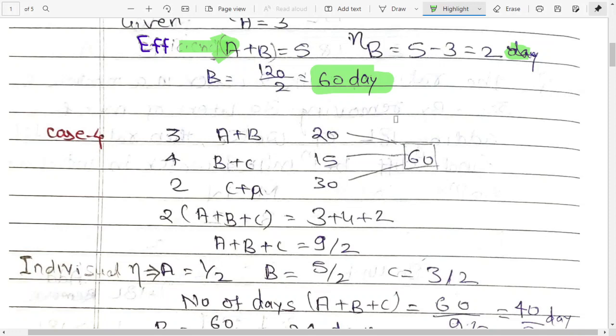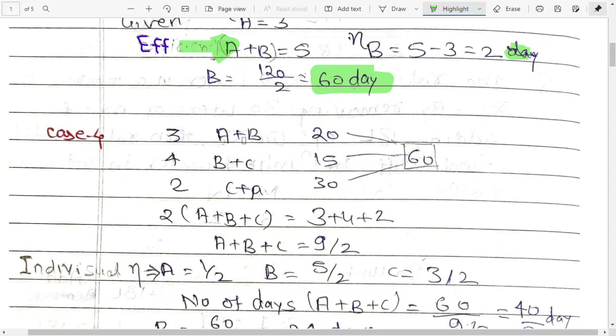Before that they have mentioned that A and B work 20 days, after that B and C work 15 days, and C and A work 30 days. Basically what you need to do is first take the LCM of these 3 days, and you will get 60 units of work. And once you get the work, you need to divide to find the efficiency.